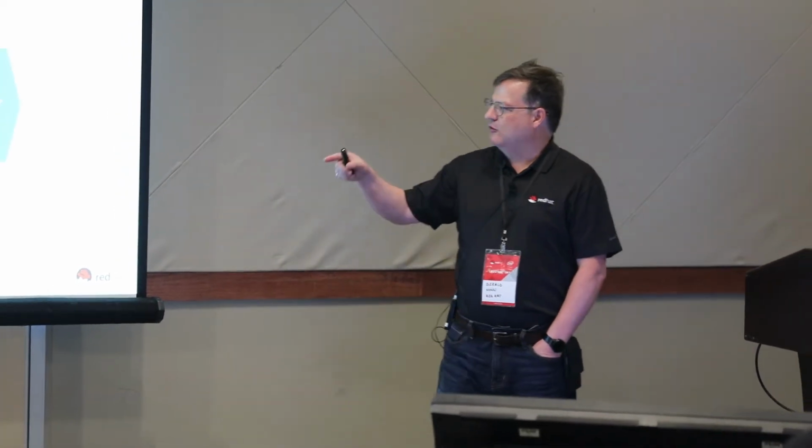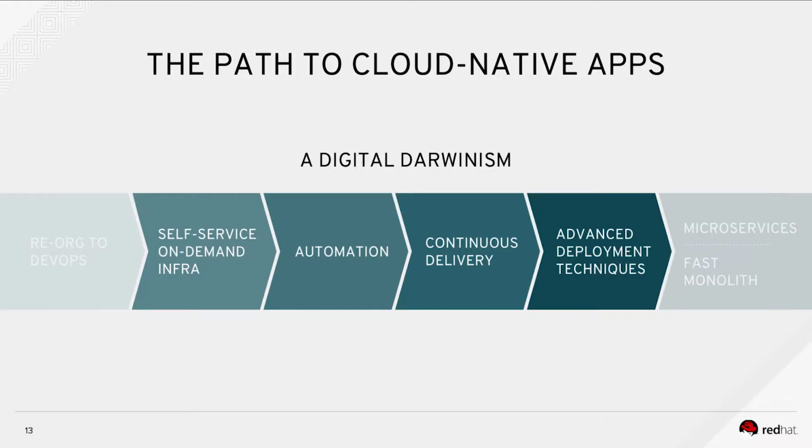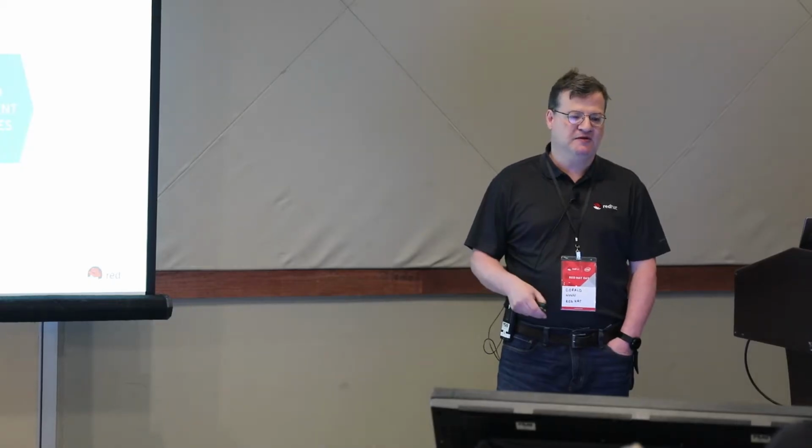All right, so the next 4 blocks are really about how do I deliver my application faster and more efficiently? How do I get that maturity that I need in order to be able to do that successfully? And there's 4 different components to this.